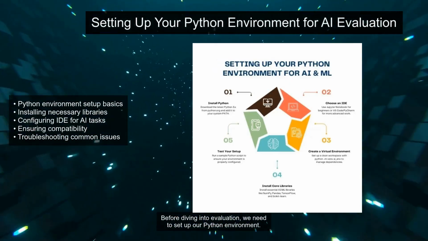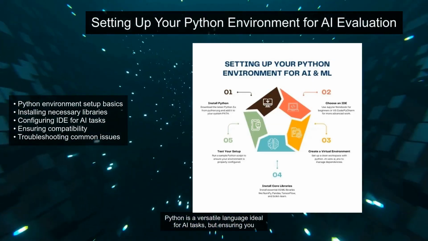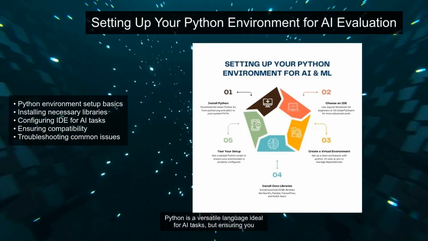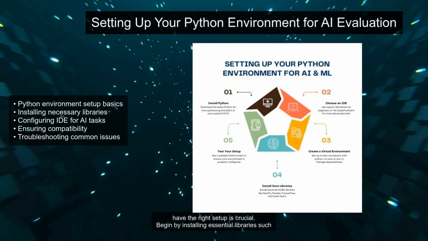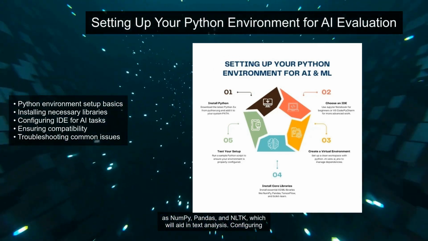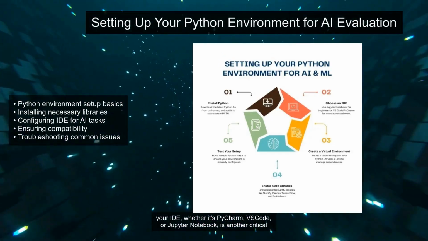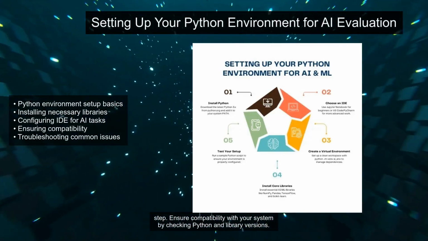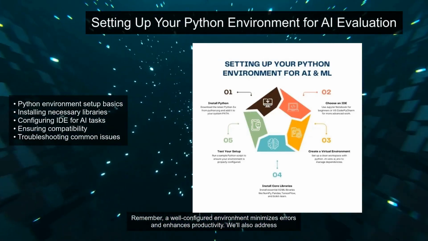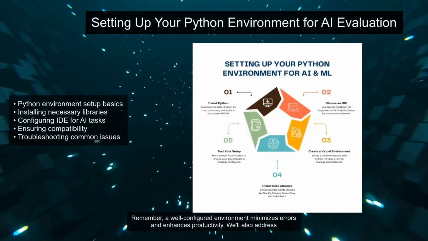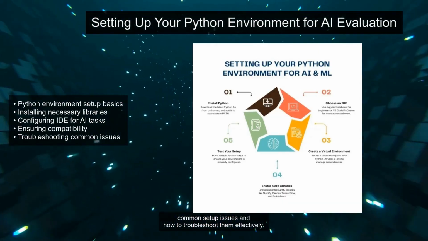Before diving into evaluation, we need to set up our Python environment. Python is a versatile language ideal for AI tasks, but ensuring you have the right setup is crucial. Begin by installing essential libraries such as NumPy, Pandas, and NLTK, which will aid in text analysis. Configuring your IDE, whether it's PyCharm, VS Code, or Jupyter Notebook, is another critical step. Ensure compatibility with your system by checking Python and library versions. Remember, a well-configured environment minimizes errors and enhances productivity. We'll also address common setup issues and how to troubleshoot them effectively.